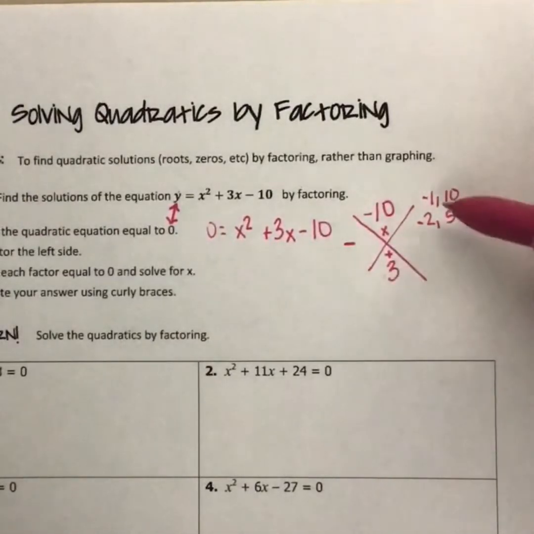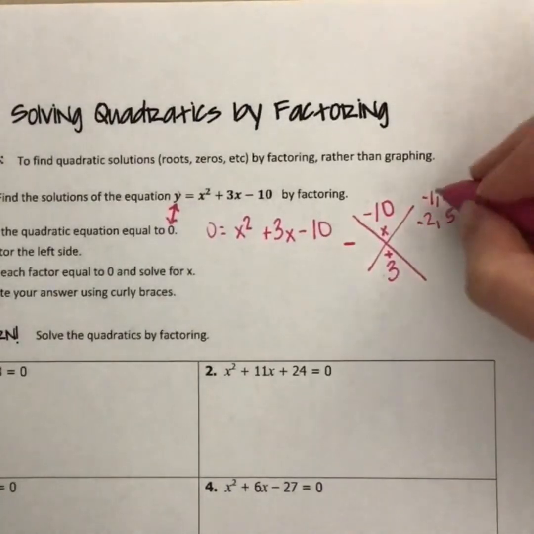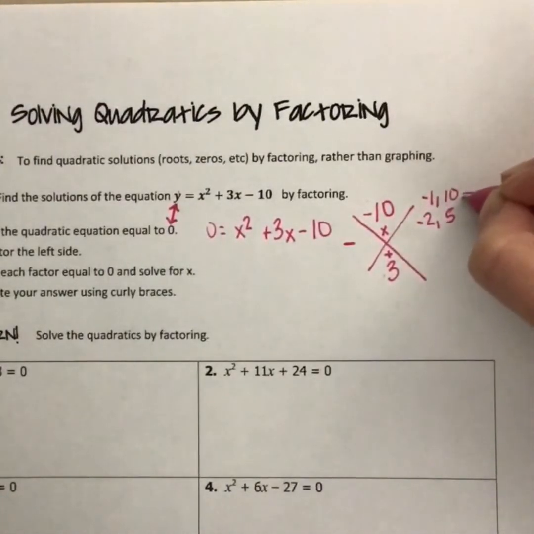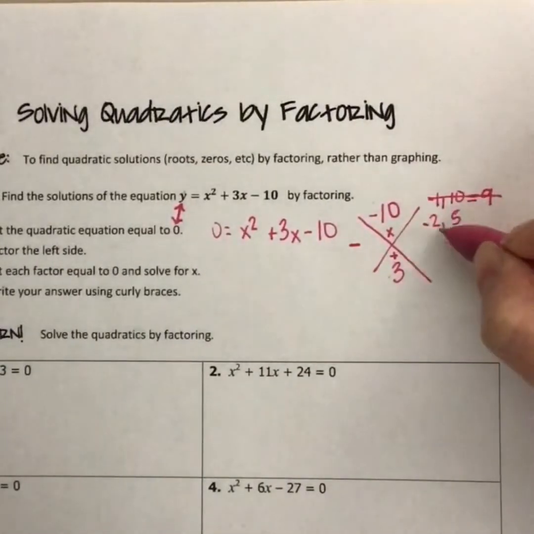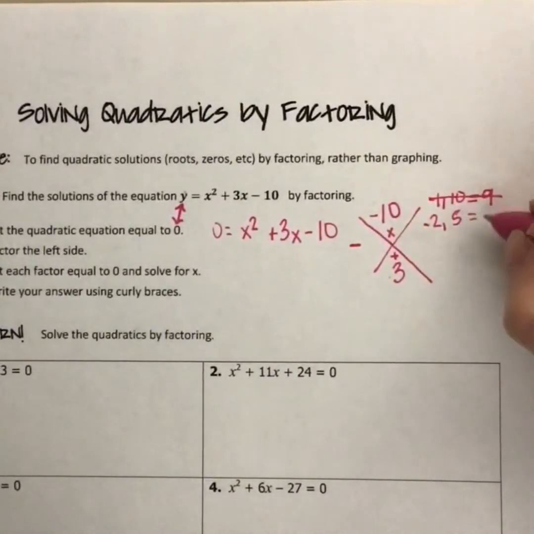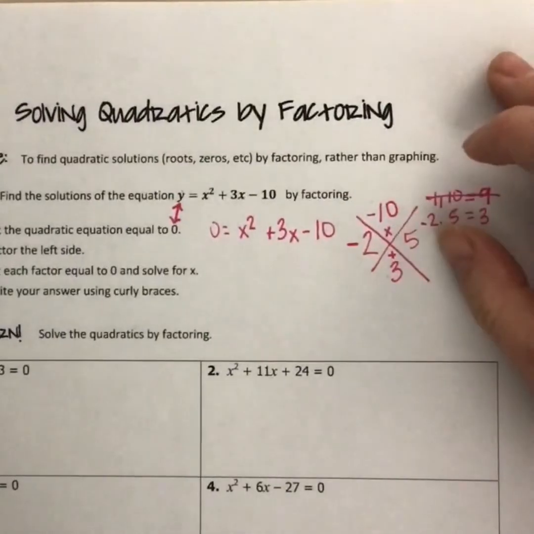Now the way that I know which factor pair to pick is by testing it out, seeing which ones would add to give me 3. If I add negative 1 to 10, that will give me a positive 9, so I know that that one won't work. But negative 2 plus 5 would give me a positive 3, so I know that one's going to work. I'll use negative 2 and 5 for my factors.